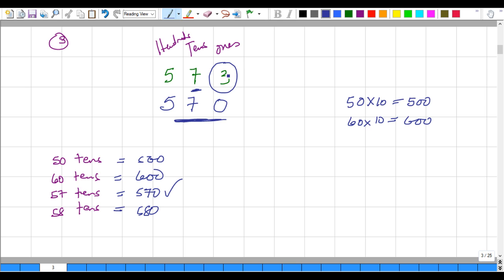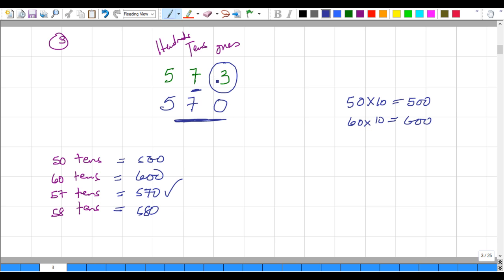Now we need to determine if this digit is in our rounding up group or our rounding down group. If it's 5 or more, it's in our rounding up group. If it is 4 or less, it's in our rounding down group. So 3 clearly is in our rounding down group because it's 4 or less.